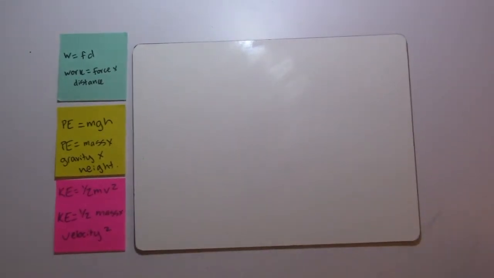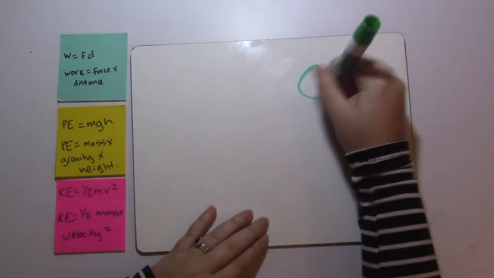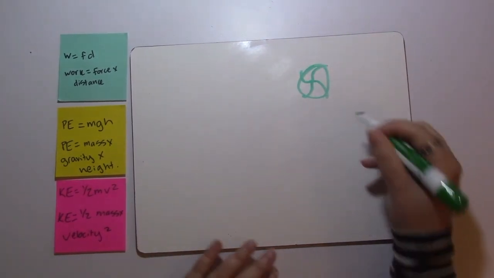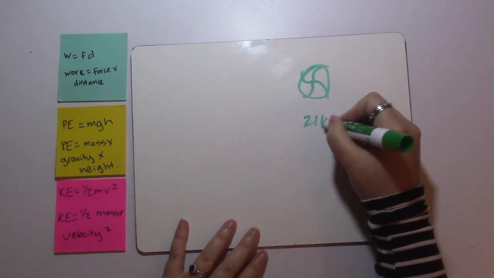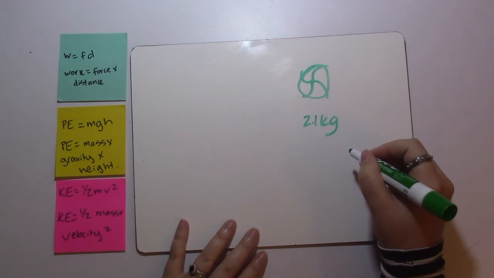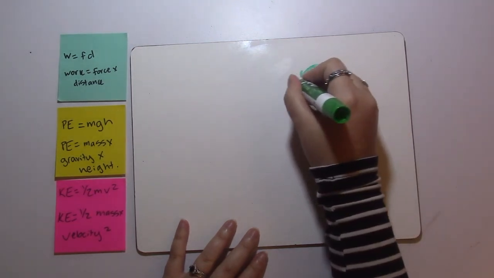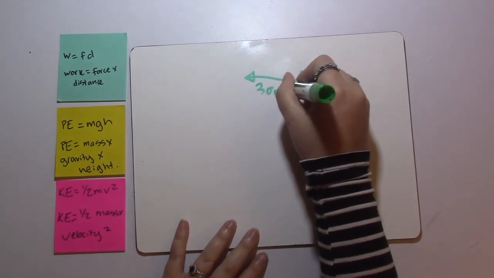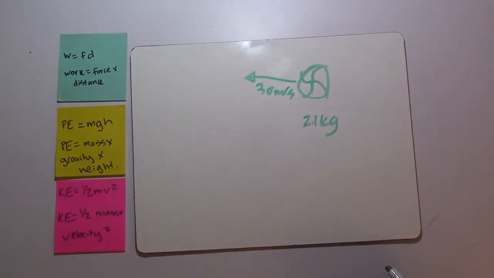All right, let's try an example. Let's say you are playing volleyball in gym class and you hit the volleyball. There's our volleyball. Our volleyball has a mass of 2.1 kilograms, and the ball leaves your hand with a speed of 30 meters per second. So it is traveling at a rate of 30 meters per second. We want to calculate how much kinetic energy the ball has.